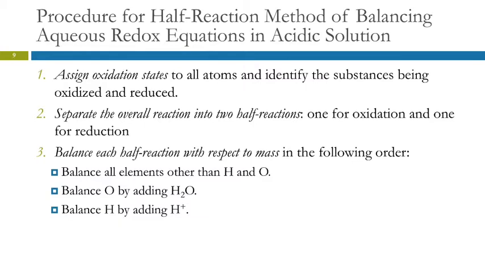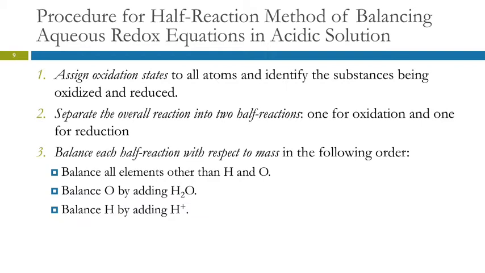So the half reaction method: assign oxidation states to the various atoms, identify what's being oxidized and reduced. So identifying what's oxidized and reduced is not absolutely necessary for balancing the half reaction. But we need some practice in this because it is important for electrochemistry. So we're going to go ahead and do that.